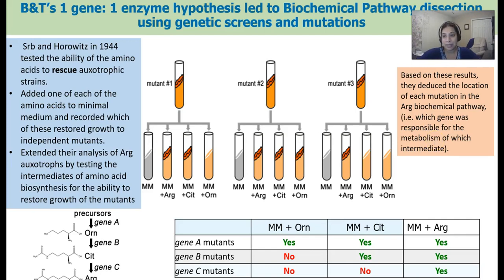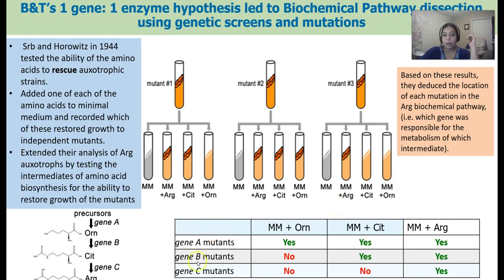Now they extended it one step further and they said, well, let me look at that biochemical pathway and see what other intermediate steps are present. So maybe I can figure out which step is broken. They knew that to create arginine, there were two intermediate steps, which were ornithine and citrulline. And so they next made new cultures where they just supplemented one of these intermediate steps. And they looked at it again.